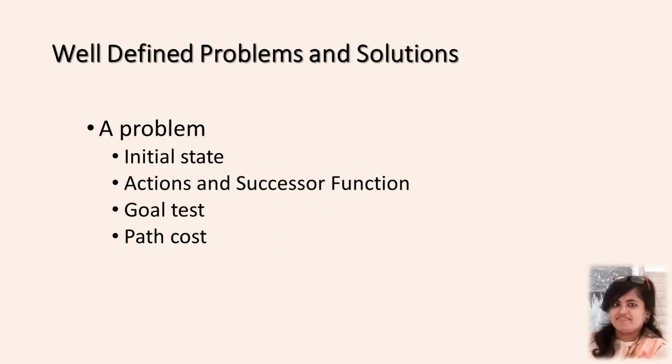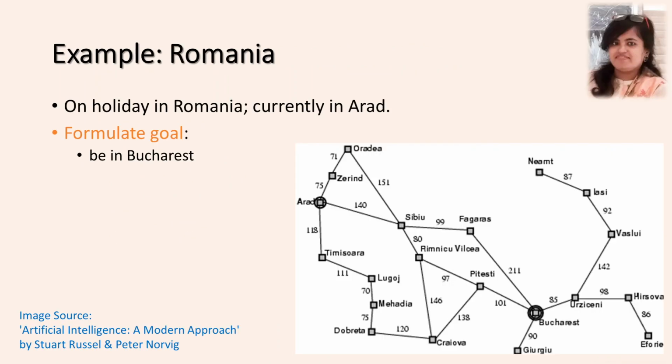For these well-defined problems, we are going to search for the solutions. Just from this particular figure, you are going to get the idea of the goal-based agent. This figure has been taken from the book by Russell and Norvig. The name of the book is Artificial Intelligence: A Modern Approach.